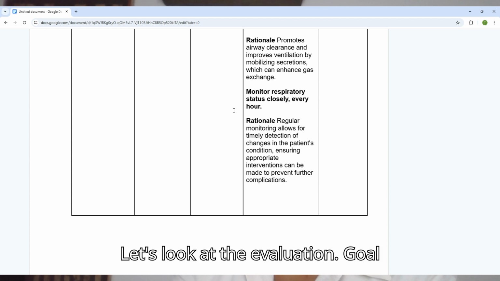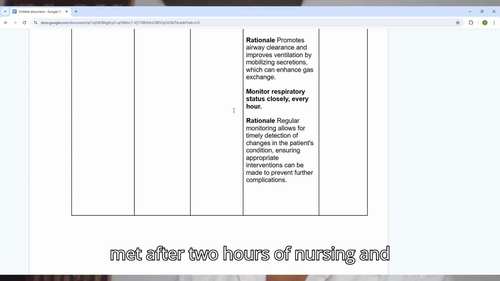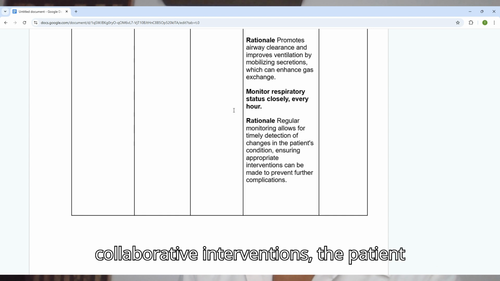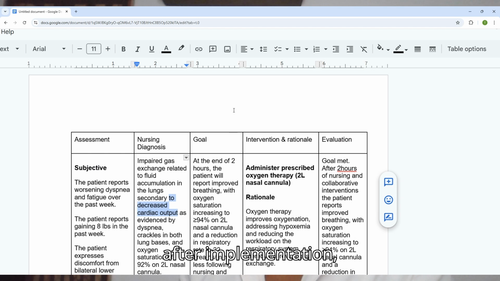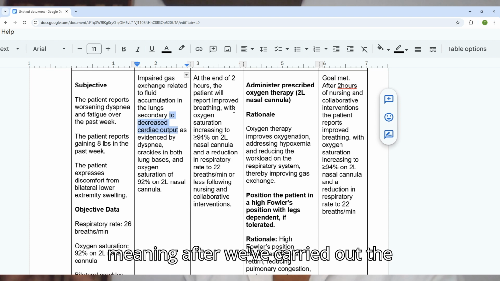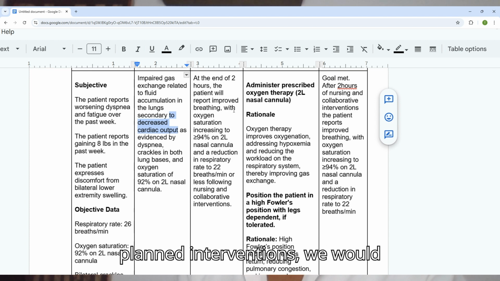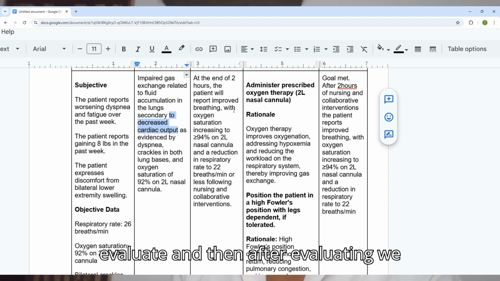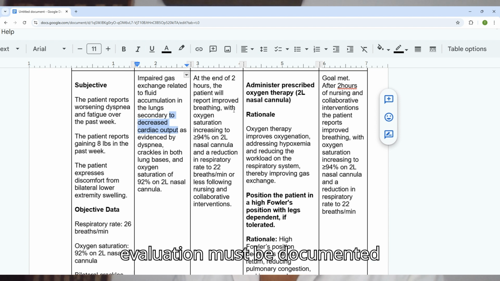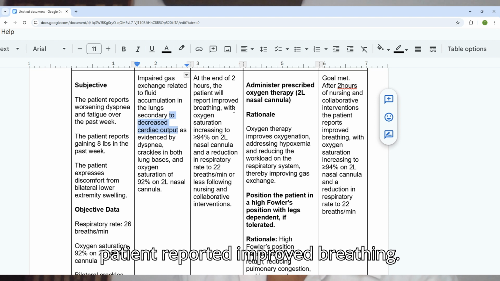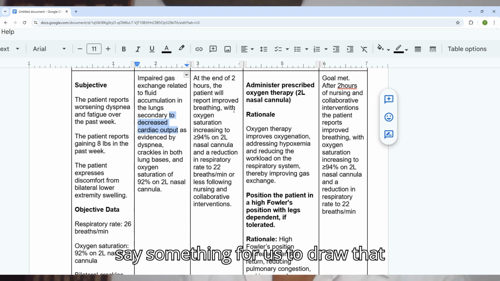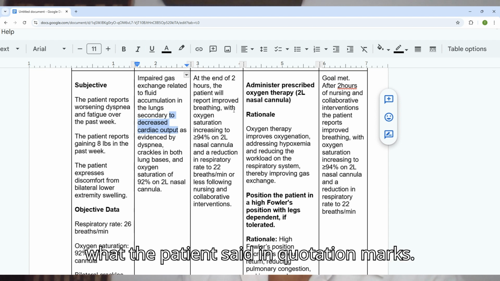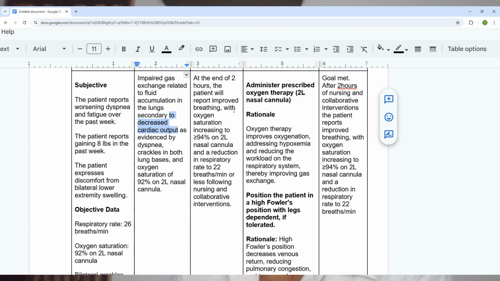Let's look at the evaluation. Goal met after 2 hours of nursing and collaborative interventions. The patient reports. So, because evaluations are conducted after implementation, meaning after we've carried out the planned intervention, we would evaluate. And then after evaluating, we would go and document. That means our evaluation must be documented in the past tense. So it should be patient reported improved breathing. And because the patient would have had to say something for us to draw that conclusion, go ahead and write exactly what the patient said in quotation marks.